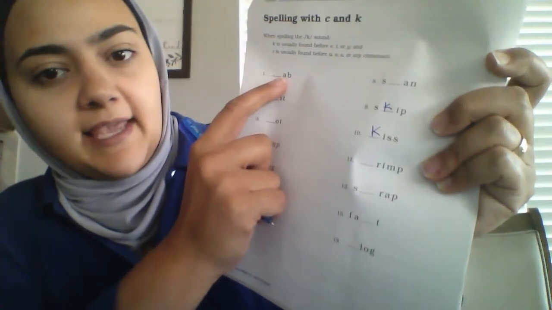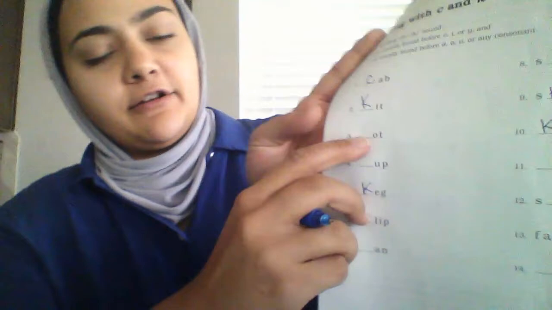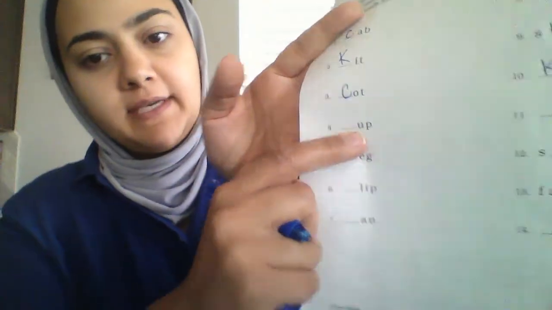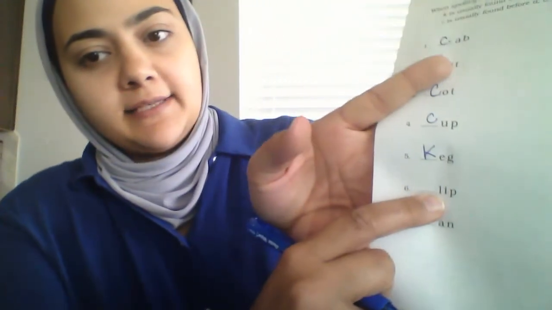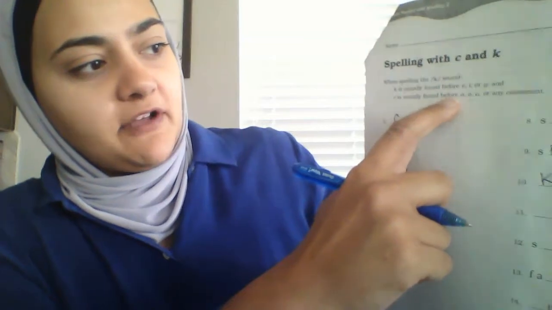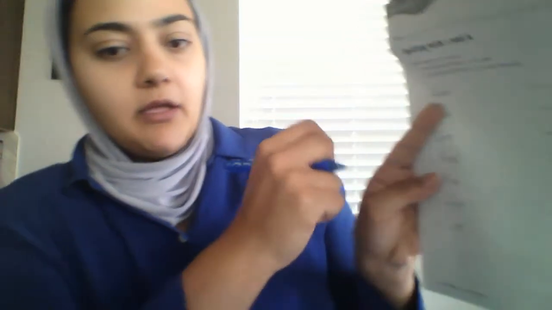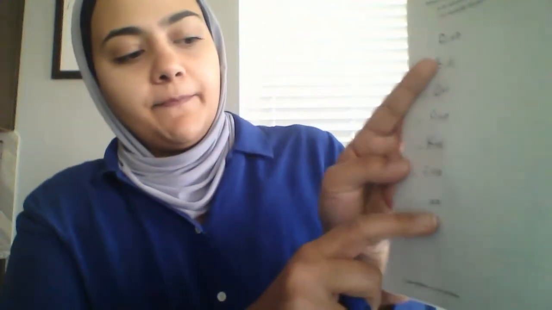See, because this is an A, so C goes before it. This letter is an O, so C goes before it. This letter is a U, so C goes before it. This letter is an L, and L is a consonant, and it says C is usually found before any consonant as well. So you're going to put a C in front of the consonant L. And then A, you're going to put another C. And then here's another A, so you're going to put another C.